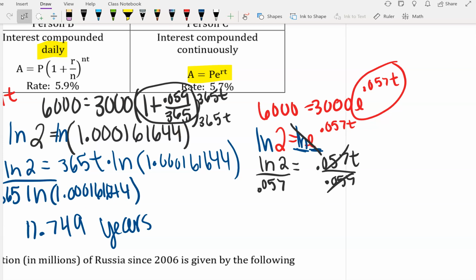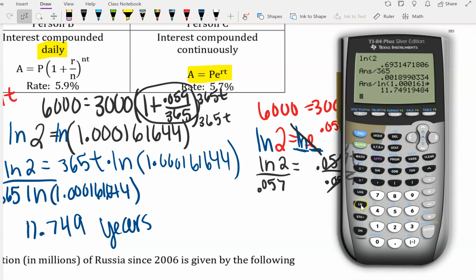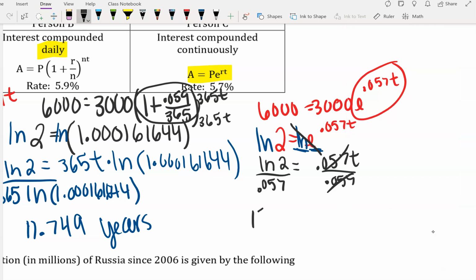We'll do that on a calculator really quick. Natural log of 2 divided by 0.057. Make sure to close your parentheses on the natural log so it doesn't think that the 0.057 is part of that. All right, and we got 12.16 years.